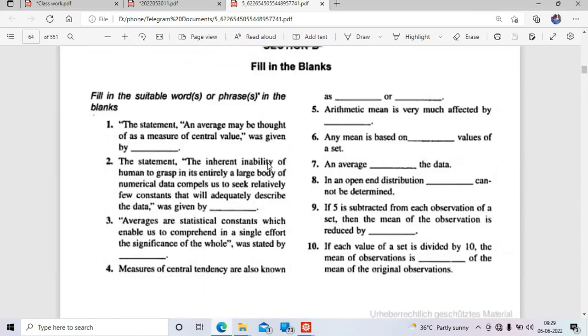There are fill in the blanks, and MCQs also.